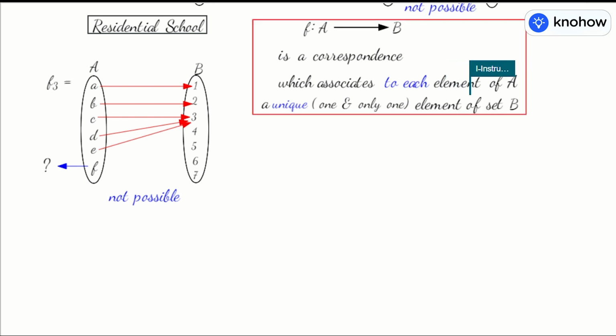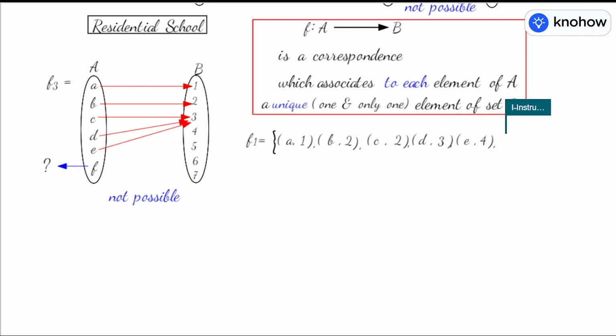And here you find that F1, if I write F1 in set builder form, that is A1, B2, C2, D3, E4 and F7. What do you find here? That there are no two ordered pairs in which the first entry is repeated.